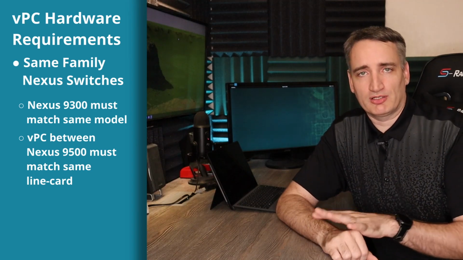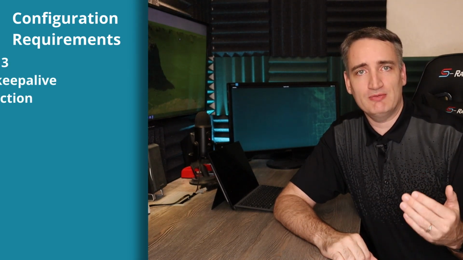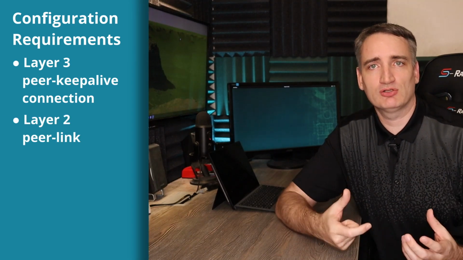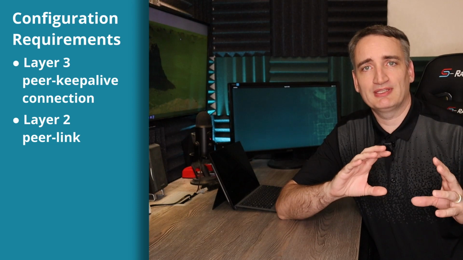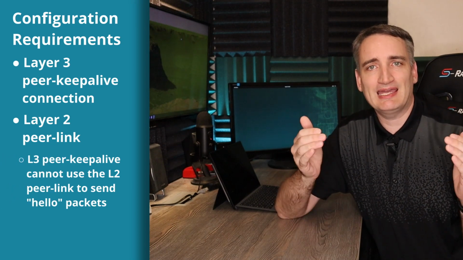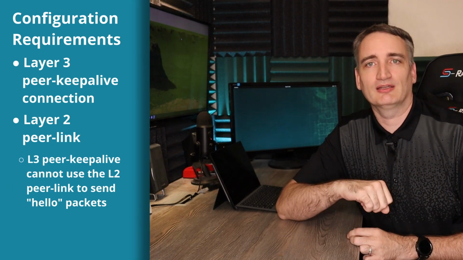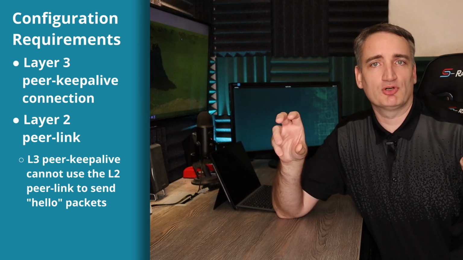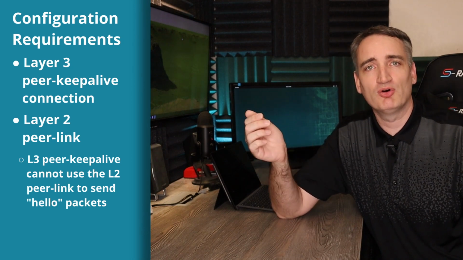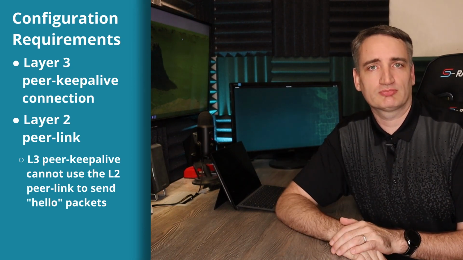So once we've got the hardware components worked out, when we're actually going and configuring it, there's some things that we have to run between the 2 paired switches. We have to have a layer 3 peer keep alive connection, and then we also have to have a layer 2 VPC peer link. Now here is something that we have to also keep in mind with that, is the layer 3 peer keep alive cannot go across the layer 2 peer link. So in other words, you cannot set up switched virtual interfaces on the two switches and run the peer keep alives between them, because it will do so across the layer 2 peer link.